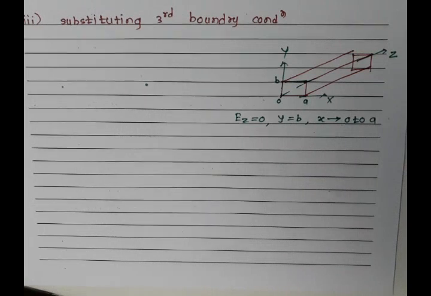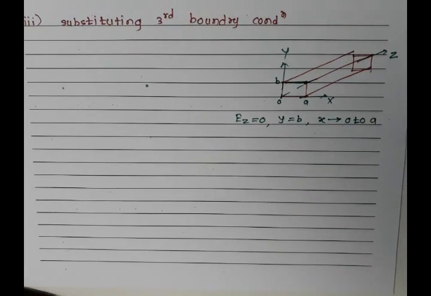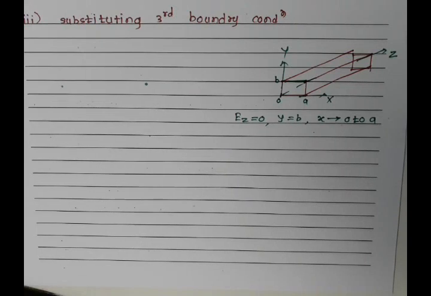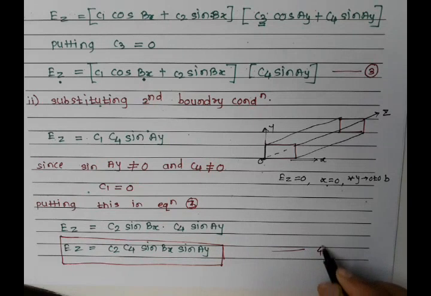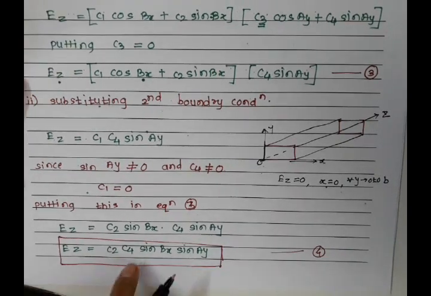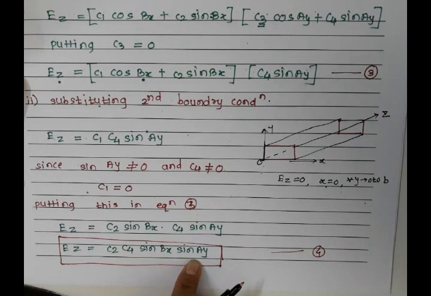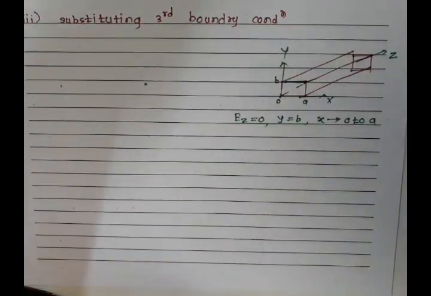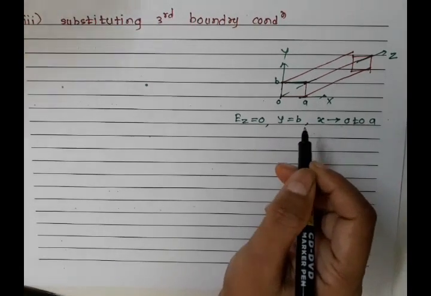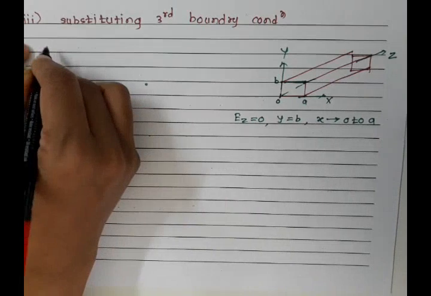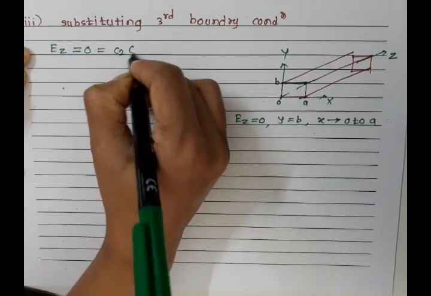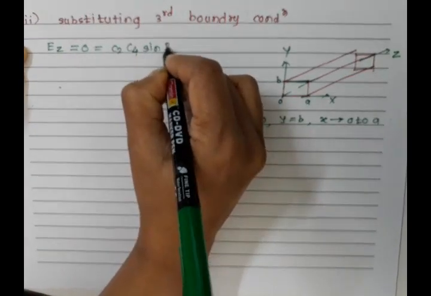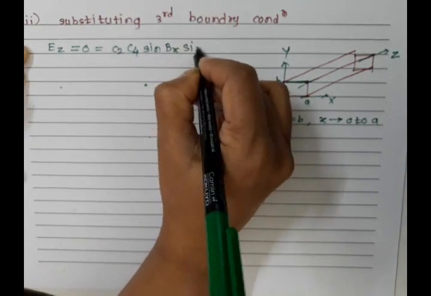Now when you substitute the third boundary condition, you have seen the previous equation, where we have put equation number 3 and it will give this particular equation. We will number it, say equation number 4. So equation number 4 is C2 C4 sine of Bx sine of Ay. Now applying the third boundary condition, we know that y is equal to B, I am just rewriting that equation again, Ez is equal to 0 is equal to C2 C4 sine of Bx and sine of Ay.